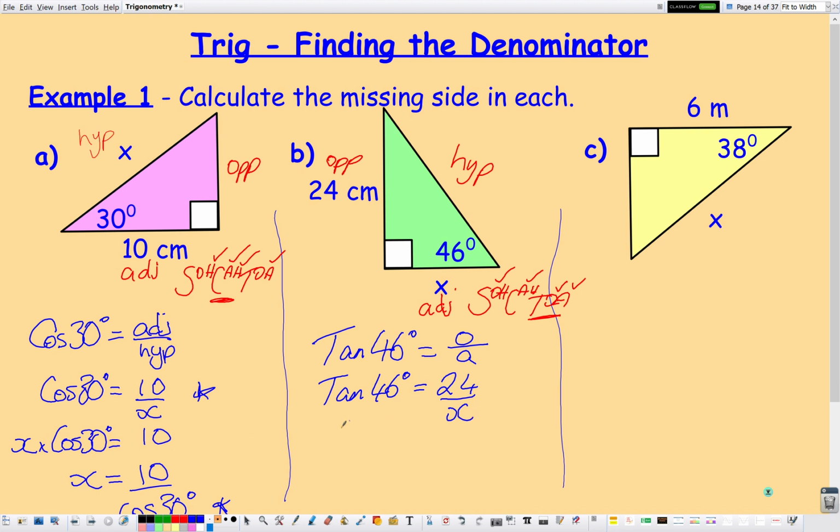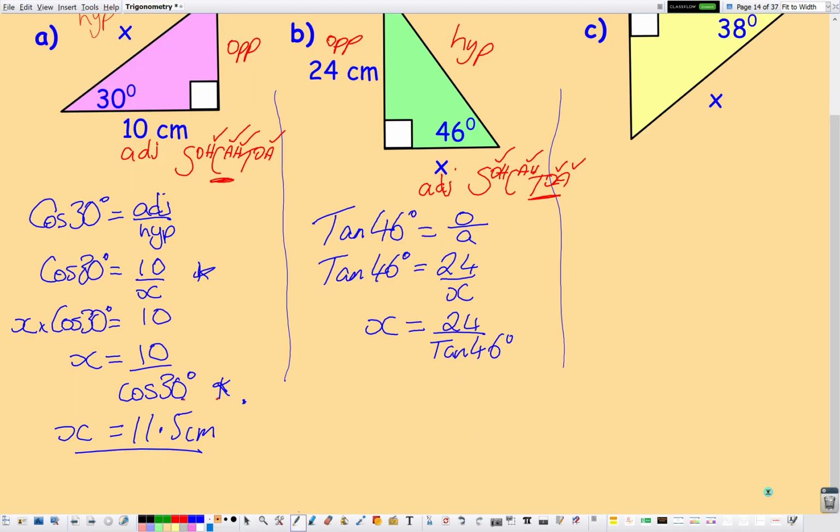So we're in a similar situation as to where we were in the first one, and to get x on its own, we're just going to swap these two about, just like we did in the last one. So 24 divided by tan of 46, that is the easiest way to think about it. And now if you just type that fraction into your calculator, that will get you that missing side x, .2 rounded to 1 decimal place.